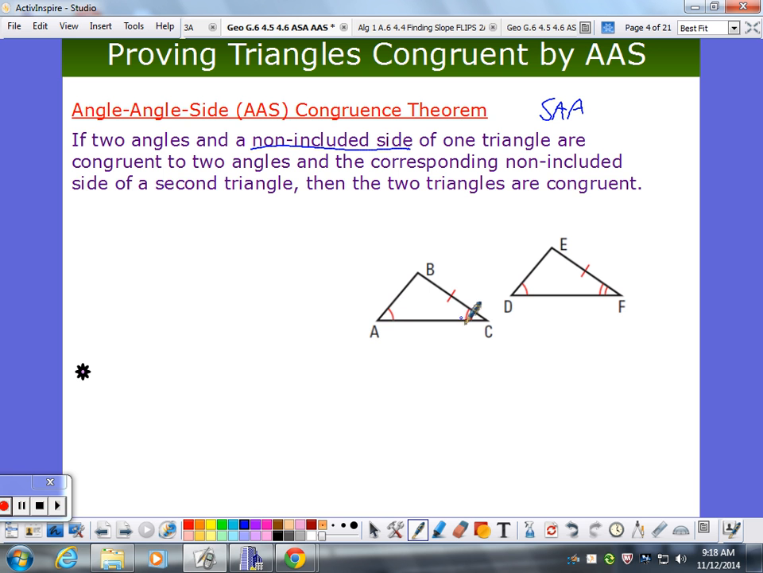So again, read it. Angle, angle, side. Instead of angle, side, angle, we put it here. So do you see that difference? That's really key here, that it's not an included side. Give me just a thumbs up. Yes! I get you. I just want to make sure you know the difference between angle, side, angle, and angle, angle, side.